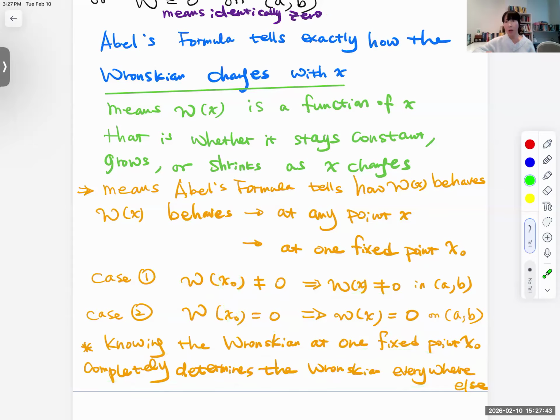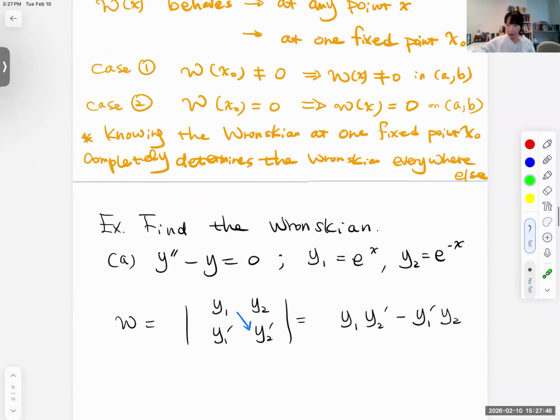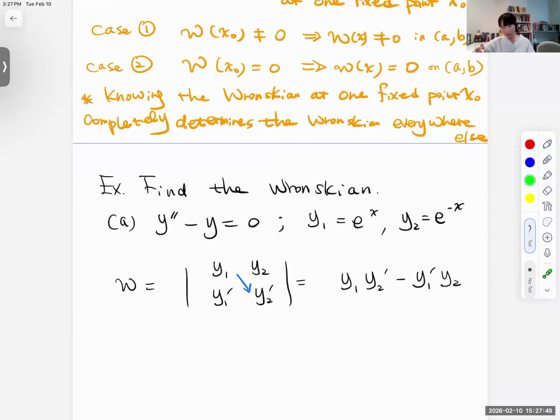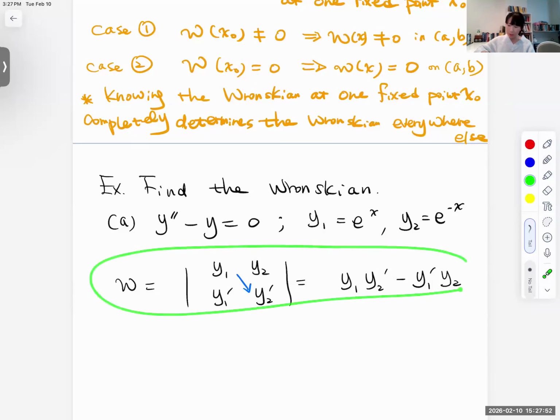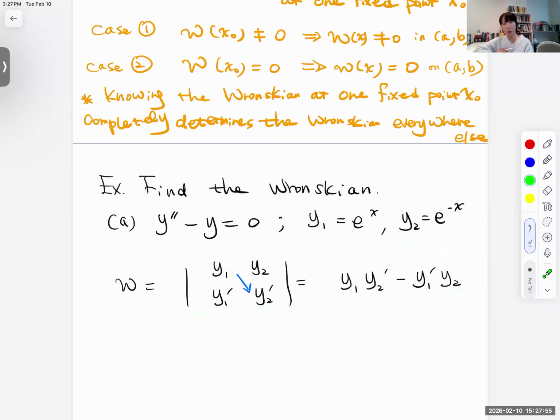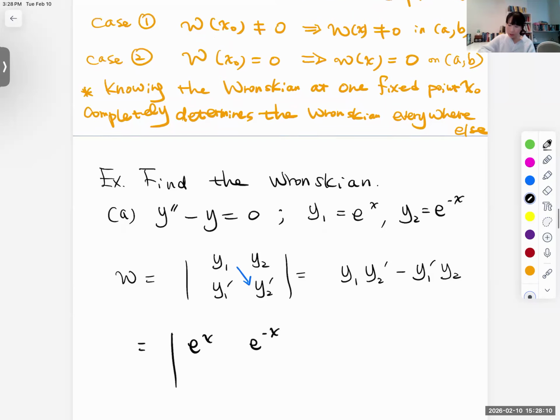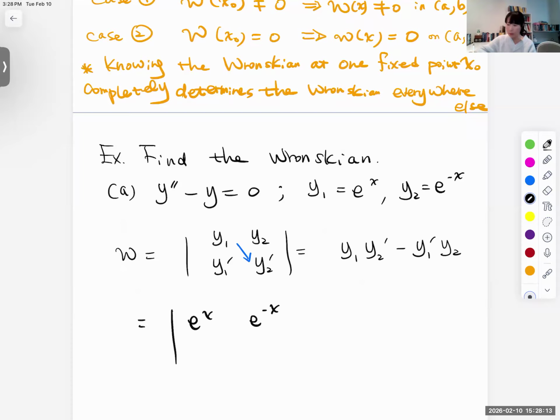Okay, so let's find out what the Wronskian is. Okay, so find the Wronskian for the given functions. I wrote down this one. They're easy to calculate, right? All right, so let's do it. We have y sub 1, which is e to the x power, right? Y sub 2, we have e to the negative x power. And then we want the derivatives. The derivative of y sub 1, the derivative of e to the x, is e to the x. And the derivative of e to the negative x is negative e to the negative x, yeah?